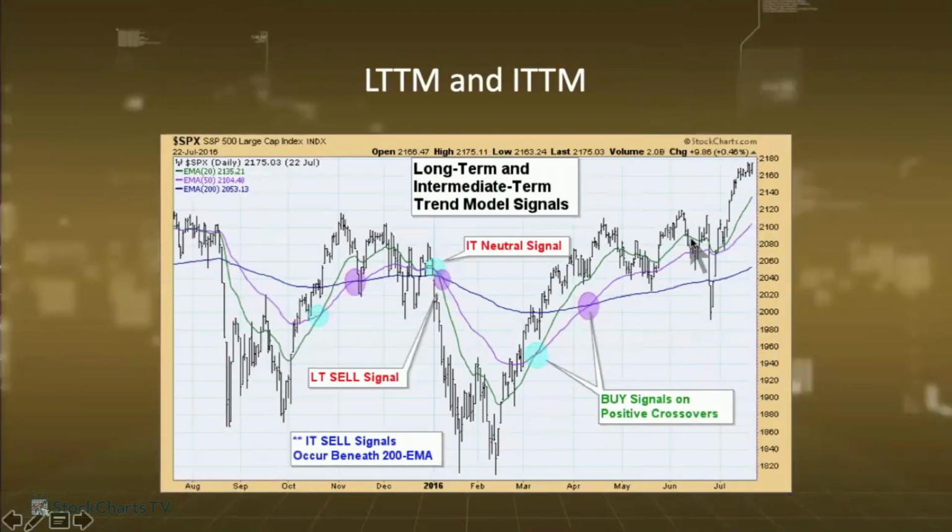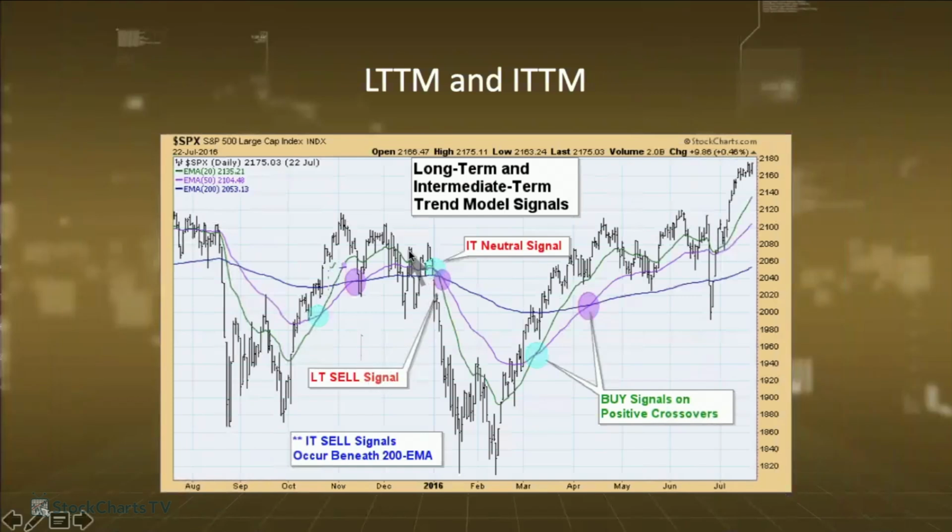All right, well, we talked about that. So here are the long-term and intermediate-term trend model signals, just to give you a feel for it. There's your 50-day EMA crossing above the 200-day EMA, so that's a long-term trend model buy signal. This is an intermediate-term trend model buy signal, a positive crossover. Basically, anytime I get a positive crossover of my dual moving averages, it's a buy signal. But then there's those neutrals and sells.